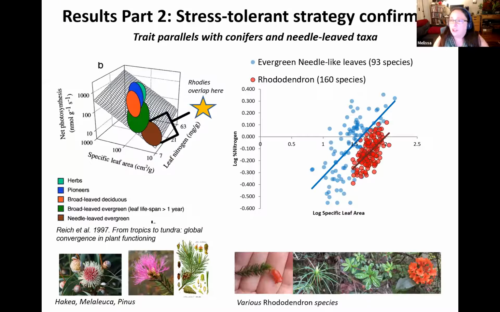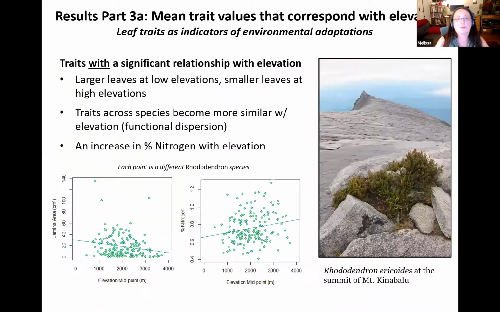Next, I looked at how rhododendrons compare to other plants. Where do they occur within the overall trait space? These are some different examples here, and pretty much rhododendrons overlap mostly, from a trait space perspective, again using metrics of especially SLA, with needle leaf type species. So conifers, as well as some of the species from South Africa and Australia that have very tough, very highly defended leaf types.